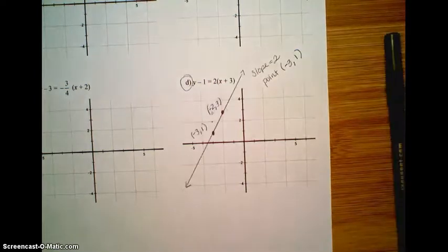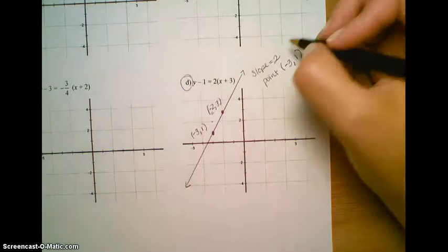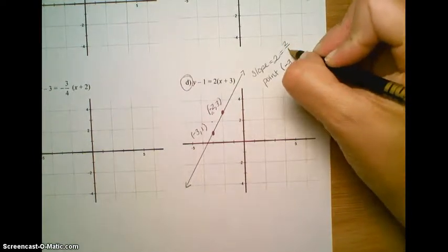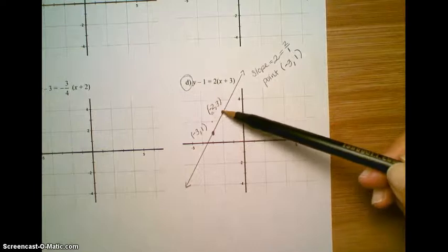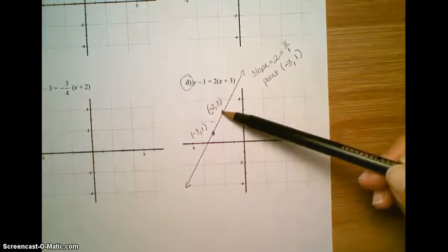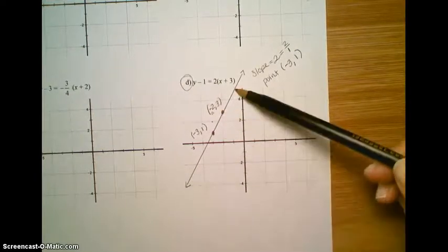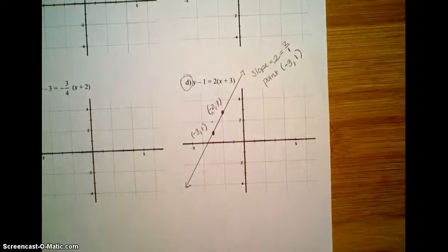Okay, so with a slope of 2, again, our rise will be 2, our run will be 1. So I went ahead and did that, and that puts us at negative 2, 3, and then I went ahead and used my straight edge to draw that line. Okay, we're moving on to page 5.